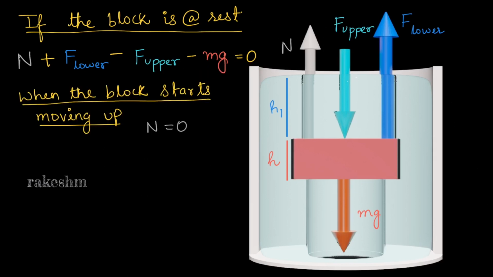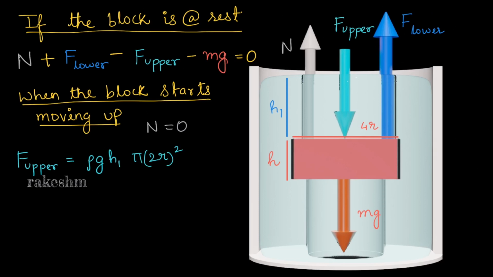When the block starts moving up, the normal reaction will be equal to 0. So when it starts moving up, it loses contact with the cylinder, and this force will be equal to 0. The force due to the liquid on the upper surface of the block is F upper equals rho g h1 into the upper surface area of the block. The diameter is 4r, so the radius is 2r, so the area is pi into 2r the whole squared. One thing I want you to observe here is that I have not taken the atmospheric pressure. I have taken only the gauge pressure.